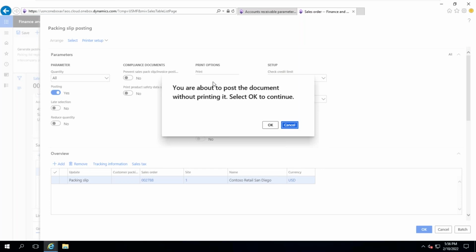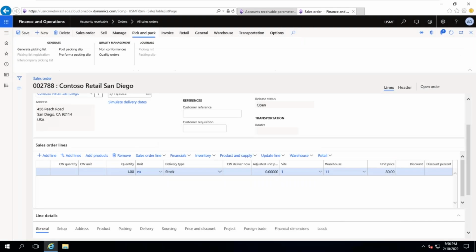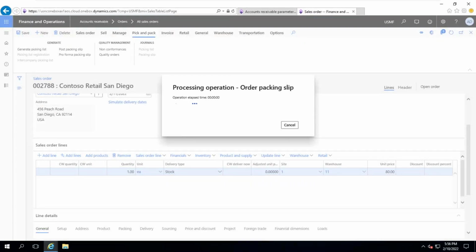So without printout you are proceeding. Always at the time of the sales process it will warn you that you need to take a printout, because we are dispatching this material to the customer. We will generate the packing slip and invoice. It is a warning message only. I'm proceeding, but in a real-time scenario you need to have a printer connection and take a printout of this packing slip.